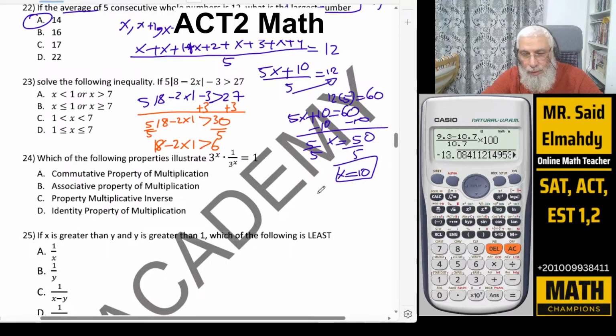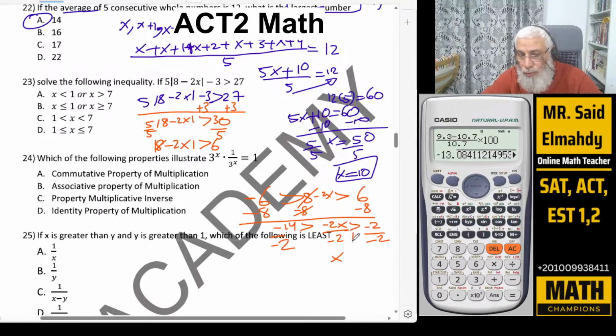So we open this: absolute value of 8 minus 2x greater than 6 and less than negative 6. We subtract 8 from all sides. This cancels. Negative 2x greater than negative 2 and less than, this should be negative 14. Negative 6 minus 8 is minus 14. Divided by negative 2, divided by negative 2.